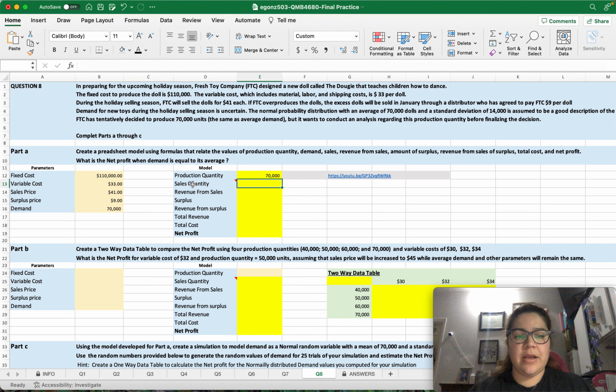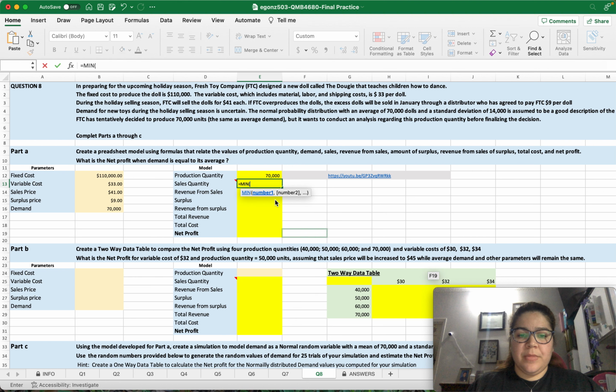The next thing they ask us for is the sales quantity. If you click in here, she said it's the minimum, the lowest value, among the demand and the production quantity. Again, the minimum value between the production quantity and the demand. My revenue from sales is going to be whatever we sell times the price that we sell for. That's revenue from sales.